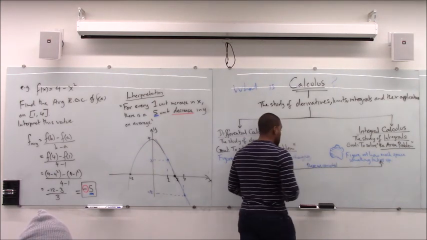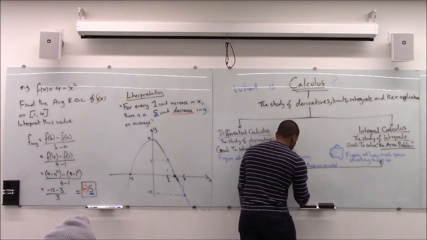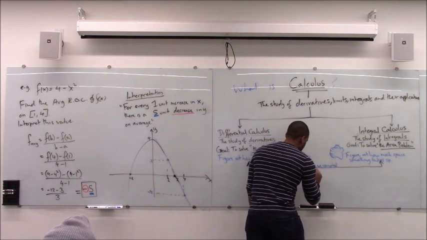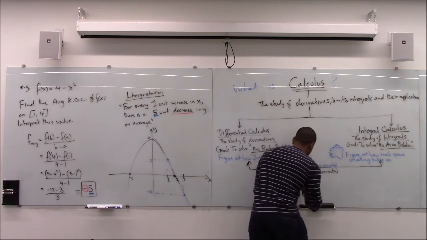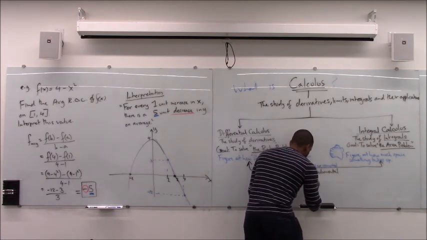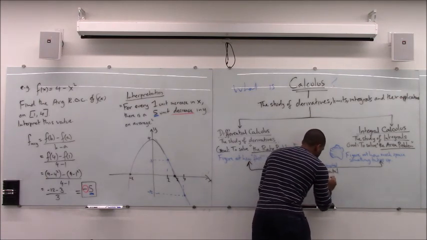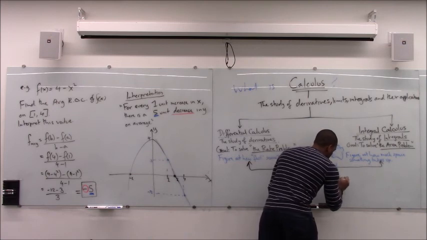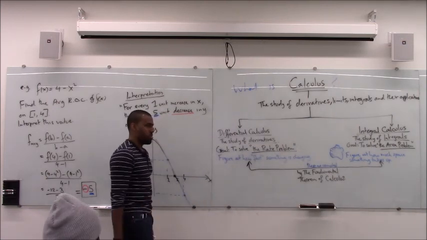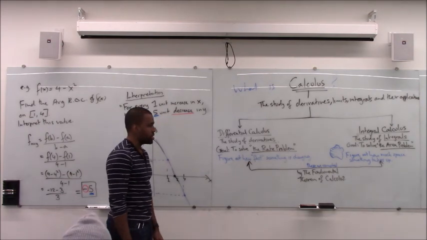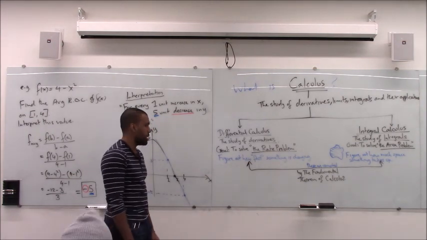In fact, we learned specifically how they're connected by something called the fundamental theorem of calculus. This is a theorem that tells you the solution to the rate problem and the solution to the area problem are in fact the solutions to the same problem. You're attacking the same problem from two different sides.